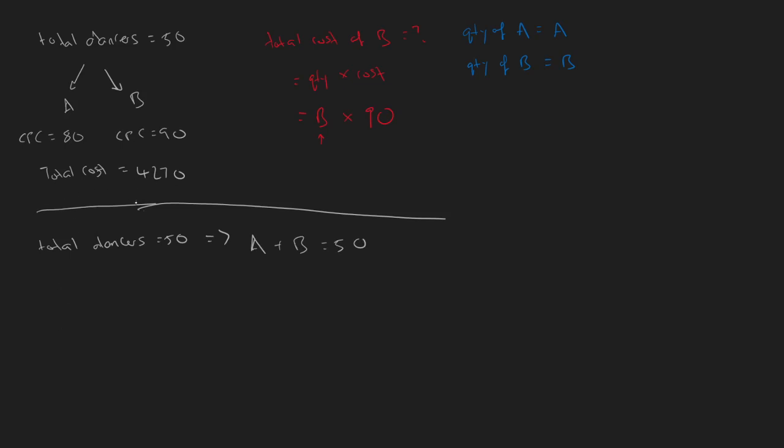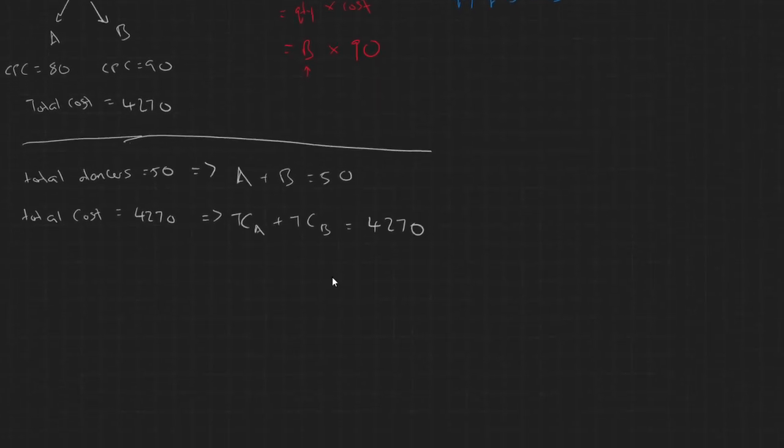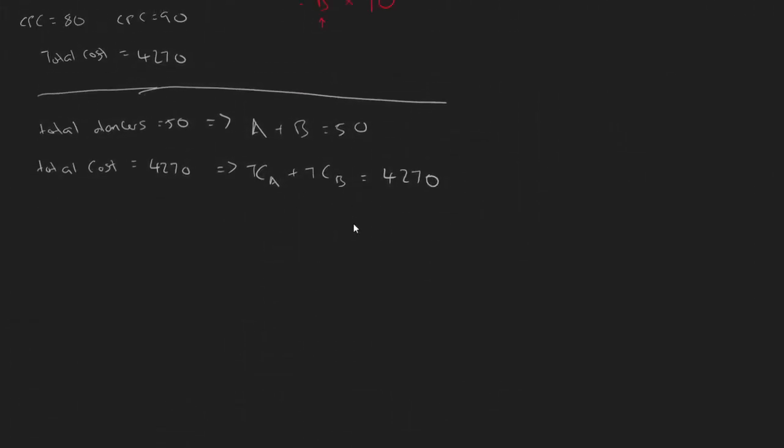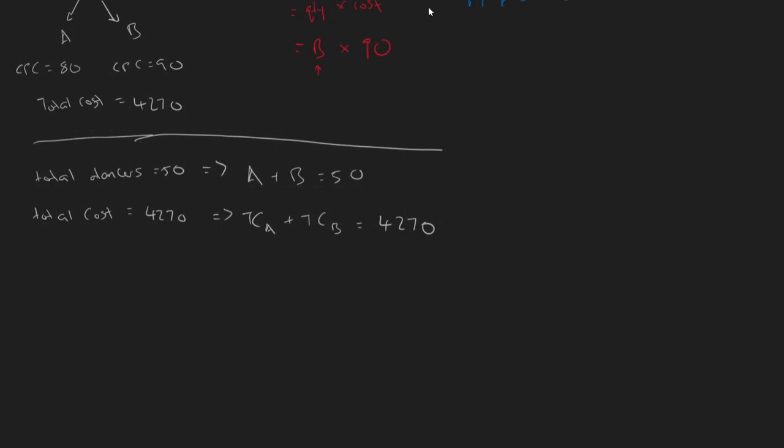Now the other piece of information we're given is total cost is 4270. So total cost equals 4270. Similarly, total quantity is 50, which means A plus B equals 50. Total cost is 4270. That just means the total cost, so I'm going to put TC, of group A plus the total cost of B is 4270. We're now going to break this down slightly more. Total cost of B, we already had a look at up here. Total cost of B is just B times 90. So I'm going to replace total cost of B with 90 times B.